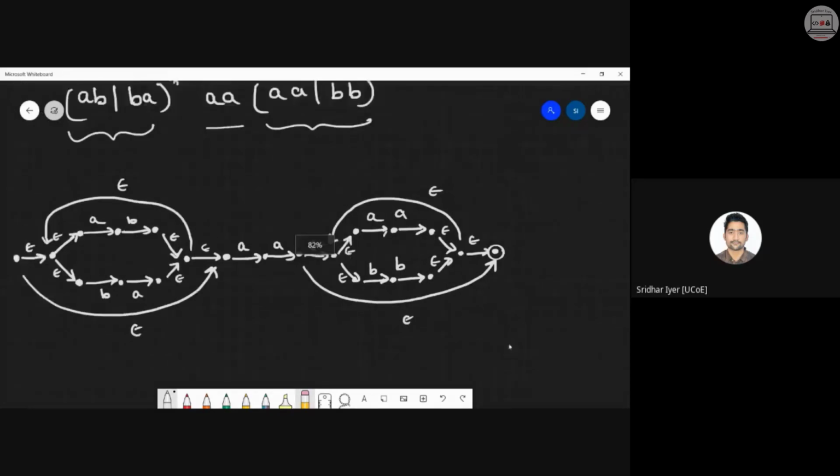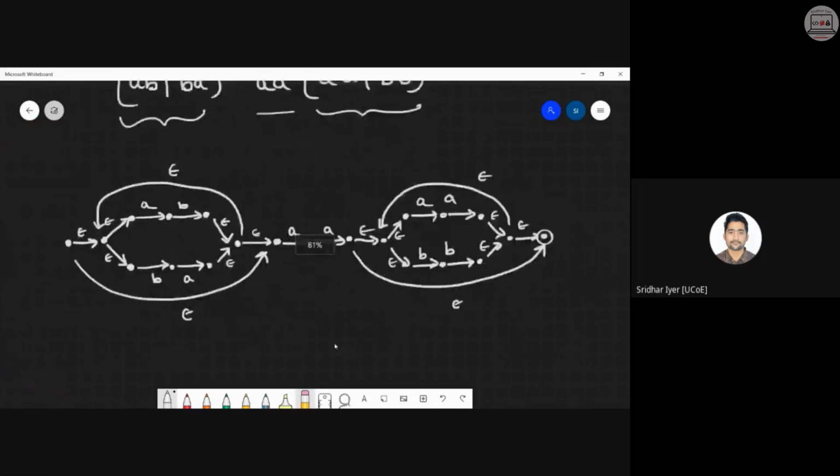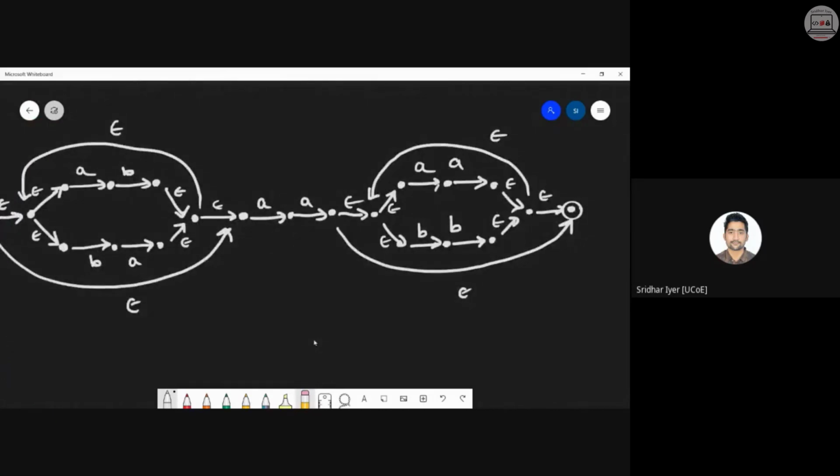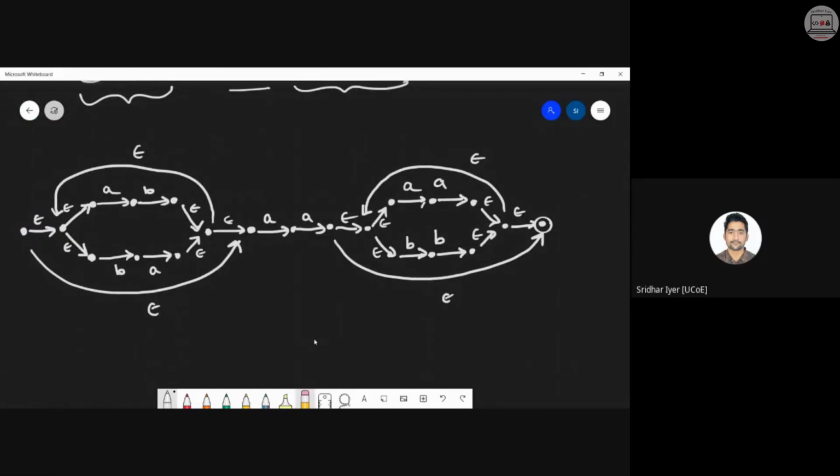21. Correct. So kindly cross check. I have just shown the structure. Just complete the diagram. In the exam, obviously, it will be a huge diagram, so you can draw it in the landscape mode.